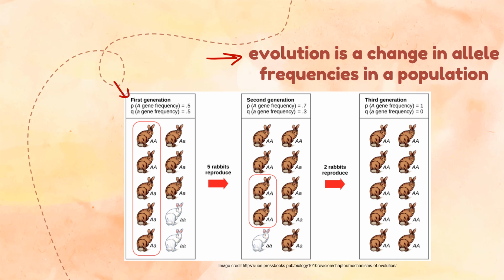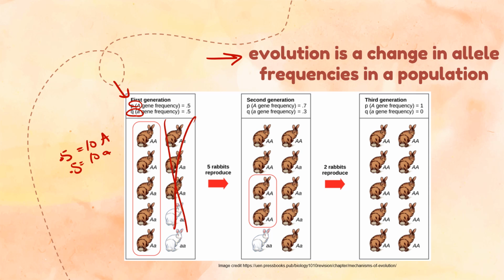Let's say that we've got this group of rabbits, this first generation, these 10 rabbits. Each of them has 2 alleles for fur color. Let's say that dominant is brown and recessive is white. In these 10 rabbits, due to the number of homozygotes and heterozygotes, we have 10 big A's and 10 little a's. Therefore, 10 out of 20, or 50%, a 0.5 frequency of the dominant allele, and the same, a 0.5 or 50% frequency of our recessive allele.